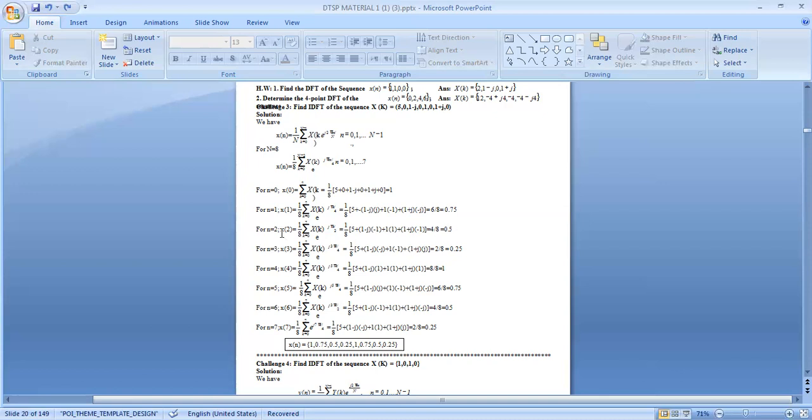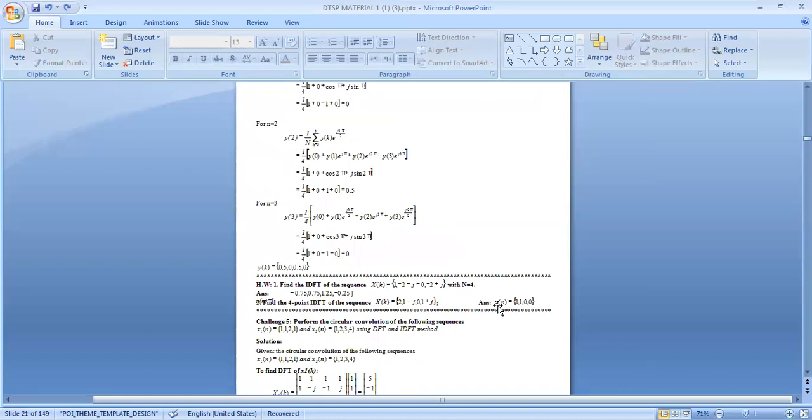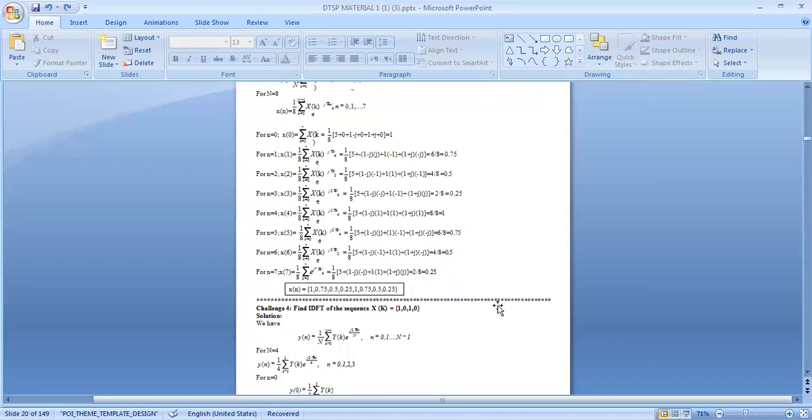Okay, so far we can proceed for n equal to 2, n equal to 3, 4, 5, 6 and 7. So the final expression when you see it over here, the answer is 1, 0.75, 0.5, 0.25, 1, 0.75, 0.5, 0, 0.25. Okay, so this is about your IDFT sequence. The next, similarly, we'll be proceeding for x of k.